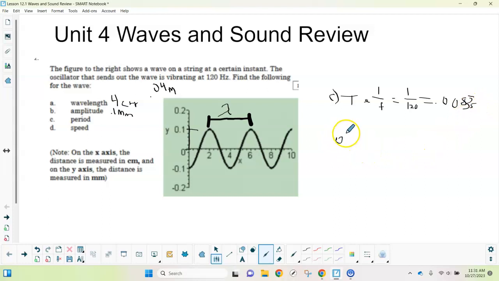And then finally for part D, we're trying to calculate the speed of the wave, so v equals f lambda. You're taking the frequency and multiplying it by the wavelength. The frequency is 120, and we want to use the wavelength in meters to get meters per second, so 0.04 times 120 is going to get you 4.8. So 4.8 meters per second should be the speed of the wave, which is the first question on this review.